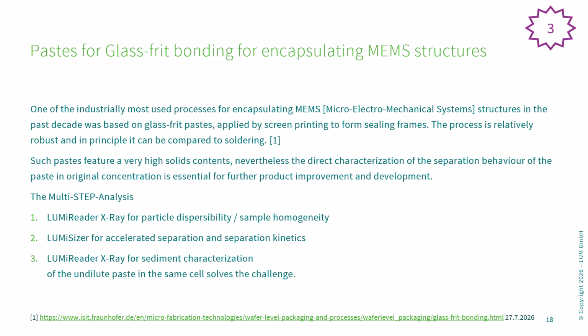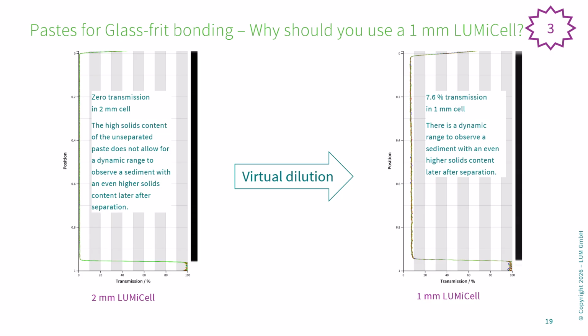The last example is for pastes which are used for glass strip bonding to encapsulate MEMS structures, applying a so-called virtual dilution. We have for the initial glass paste 7.6% transmission, and that means there is a dynamic range from 7.6% down to 0% to observe an increase of the solids content in a sedimentation process in the sediment area.